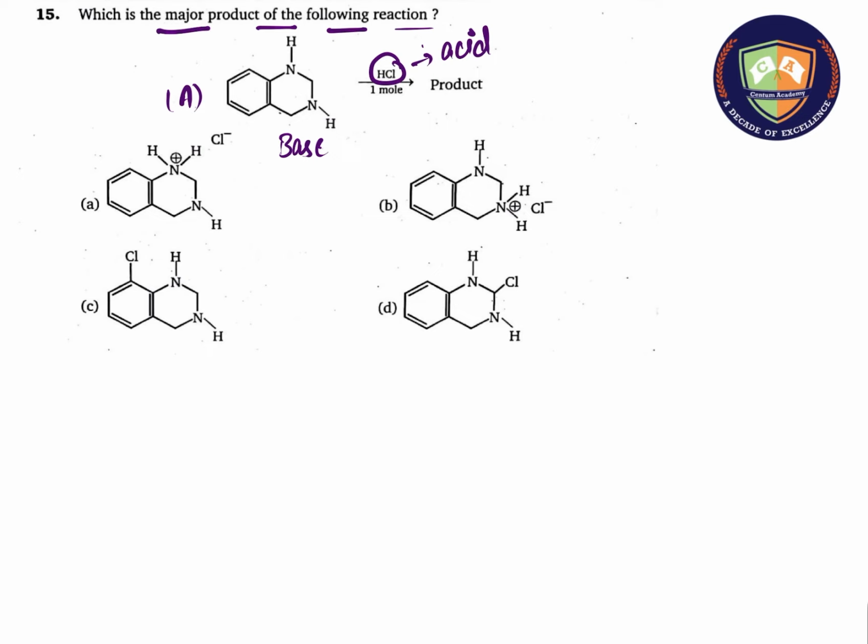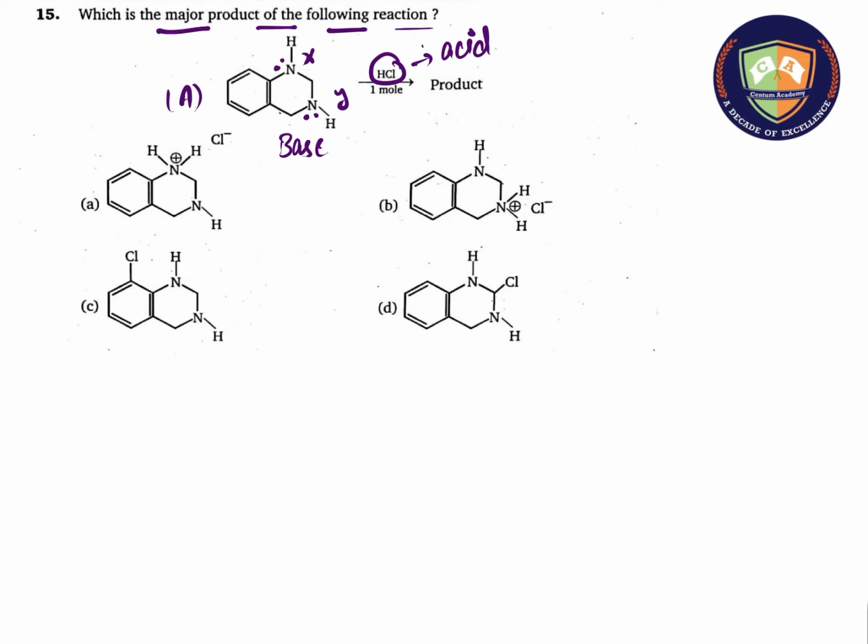If you see properly, there are two nitrogens in structure A. The lone pair of nitrogen will act as the basic site, accepting the proton from HCl. The X nitrogen's lone pair is in conjugation with benzene, so it isn't available for protonation. But the Y nitrogen's lone pair is free for protonation.